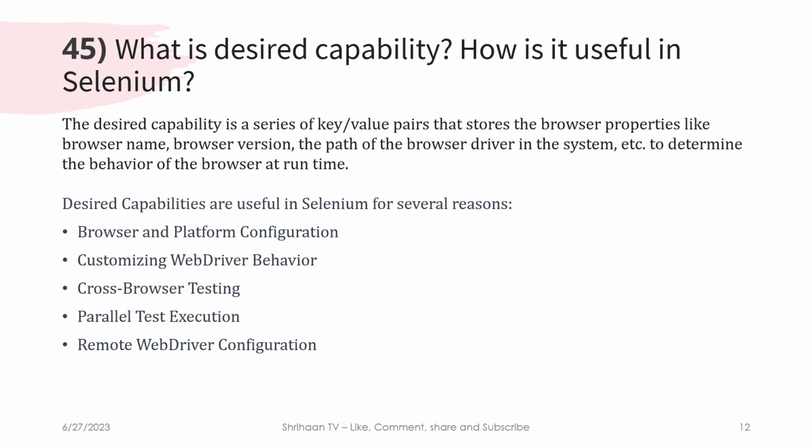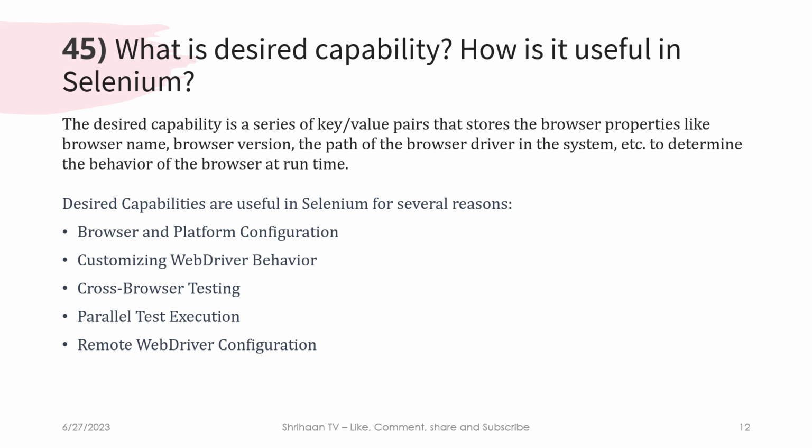Yeah, moving on. What is desired capability? How is it useful in Selenium? The desired capability is a series of key-value pairs that stores the browser properties like browser name, browser version, the path of the browser driver in the system to determine the behavior of the browser at runtime.